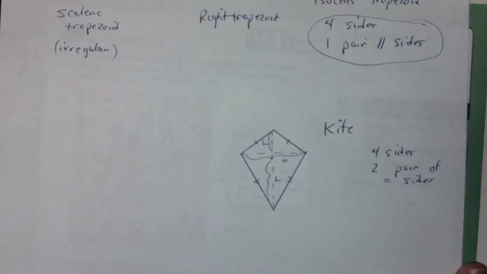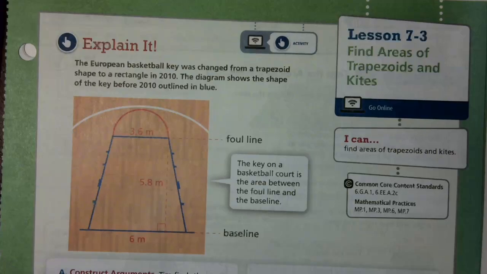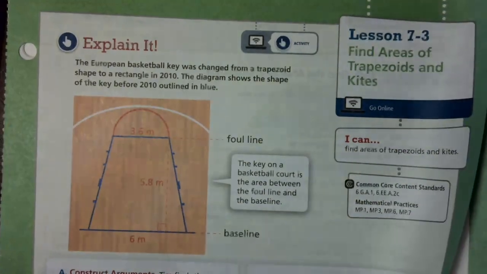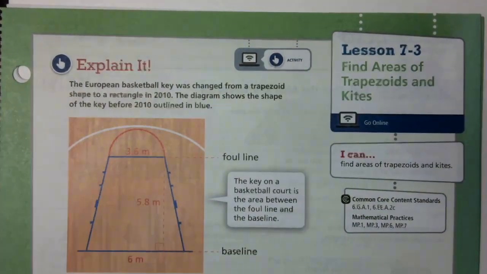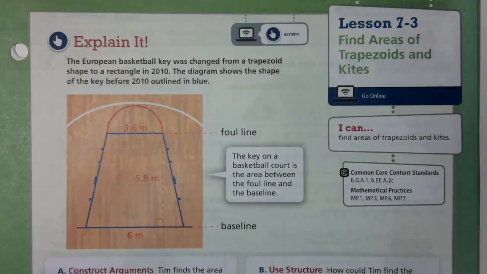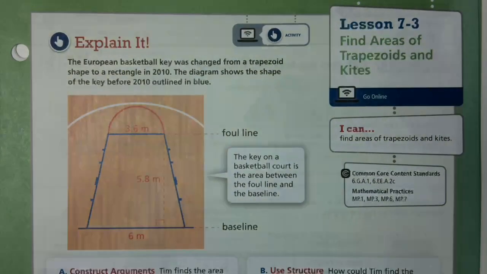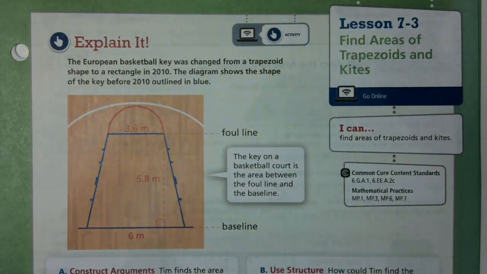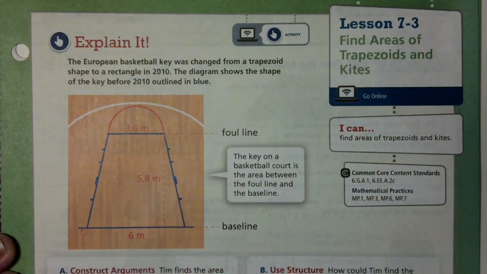Okay, well there's a good preview of what we're going to do, so get ready. You need pages 413 through 417. And once again, we're going to find the area of trapezoids and kites. And let's see what they're going to do here on the Explain It. The European basketball key was changed from a trapezoid shape to a rectangle in 2010. The diagram shows the shape of the key before 2010 outlined in blue. Okay, so you see that this right here is 6 and this is 3.6. So there's your trapezoid right there.